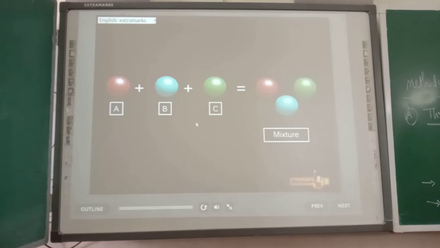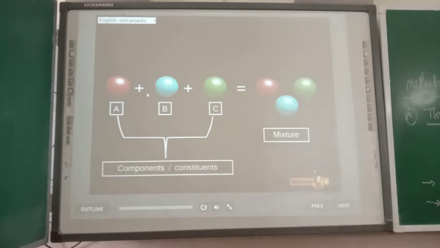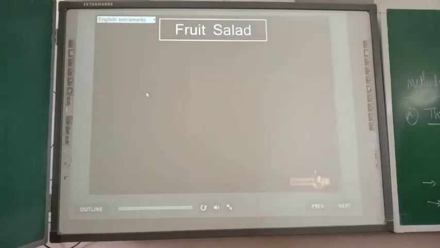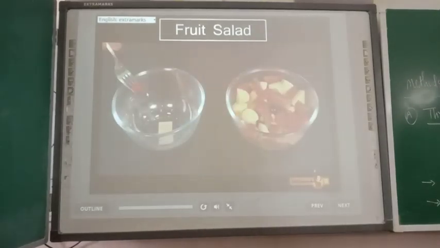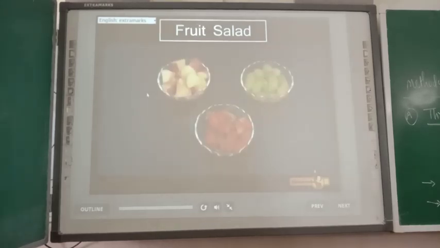A mixture is made up of two or more substances which are mixed but not chemically united. Different substances that constitute a mixture are called constituents or components of a mixture. Fruit salad is a mixture of different fruits. You can pick the fruit of your choice very easily from the fruit salad.